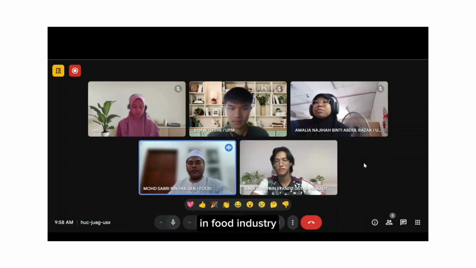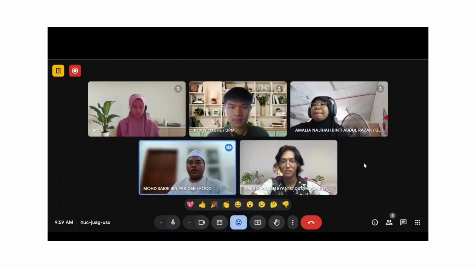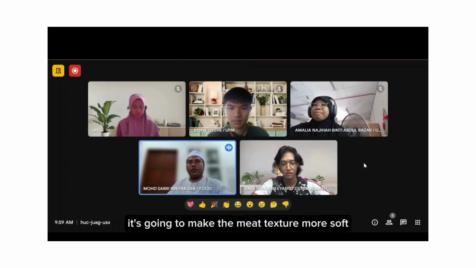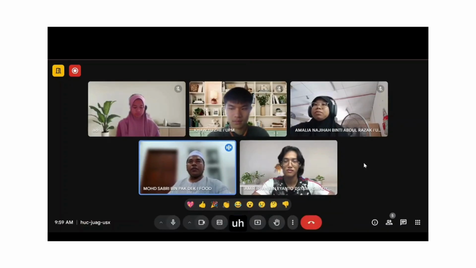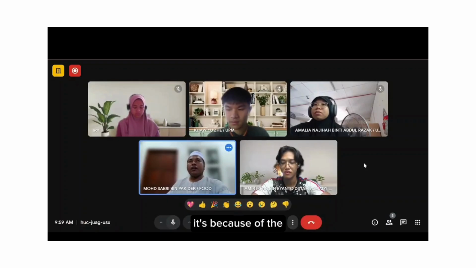In the food industry, bromelain has been used as a meat tenderizer. Meat tenderizer means that if you apply the enzyme bromelain to the meat, it's going to make the meat texture more soft compared to the one that you don't apply the bromelain. It's because of the proteolytic activity of the bromelain.